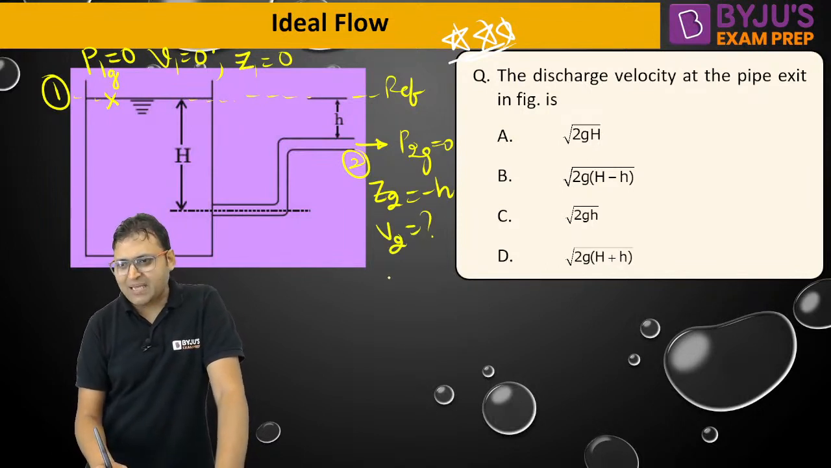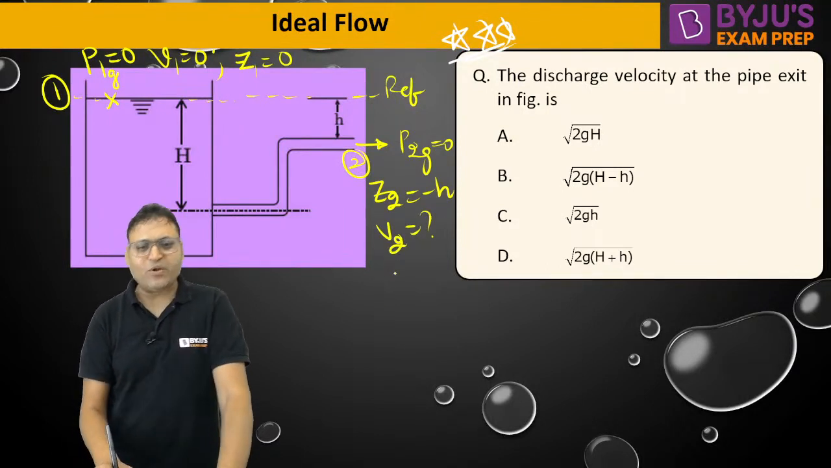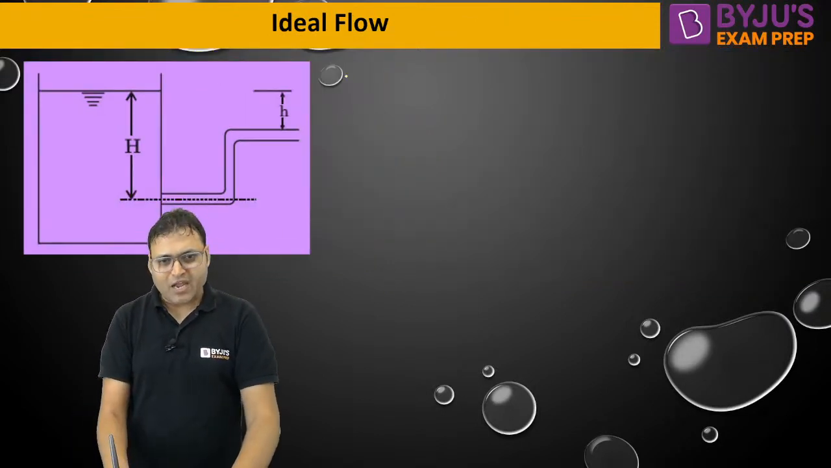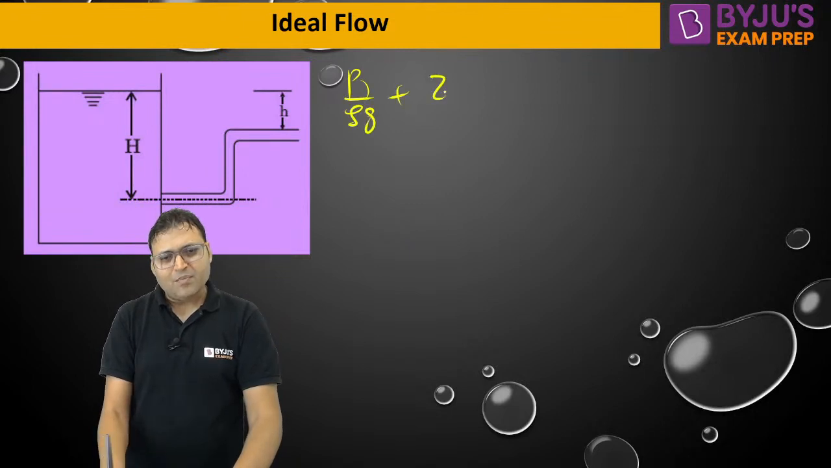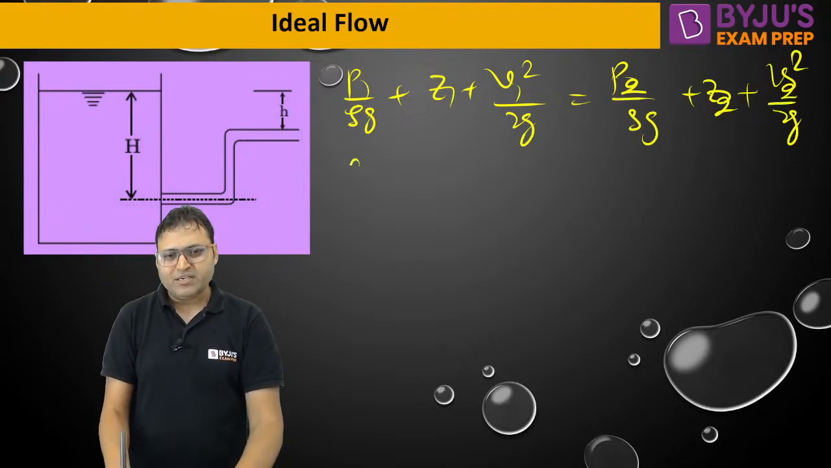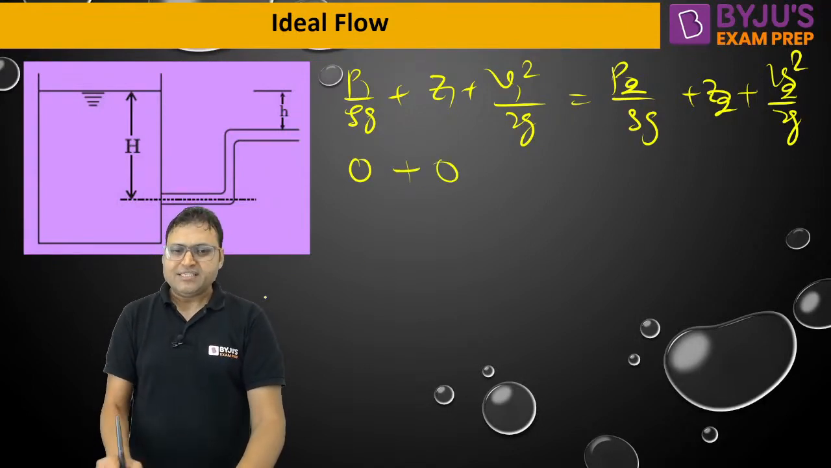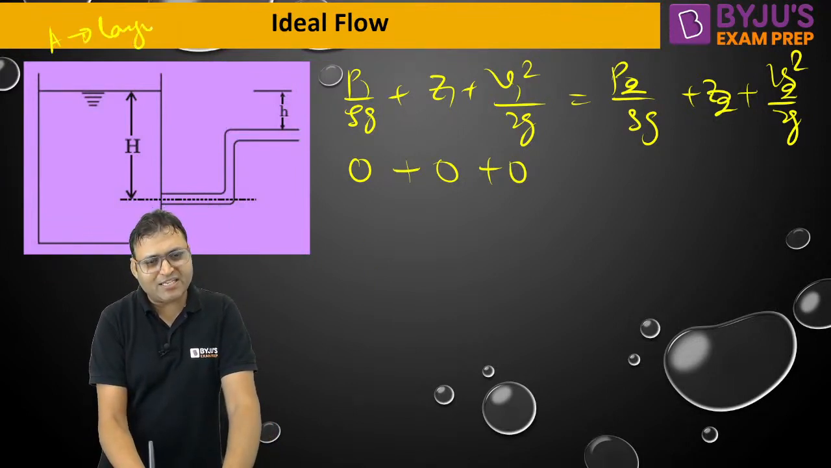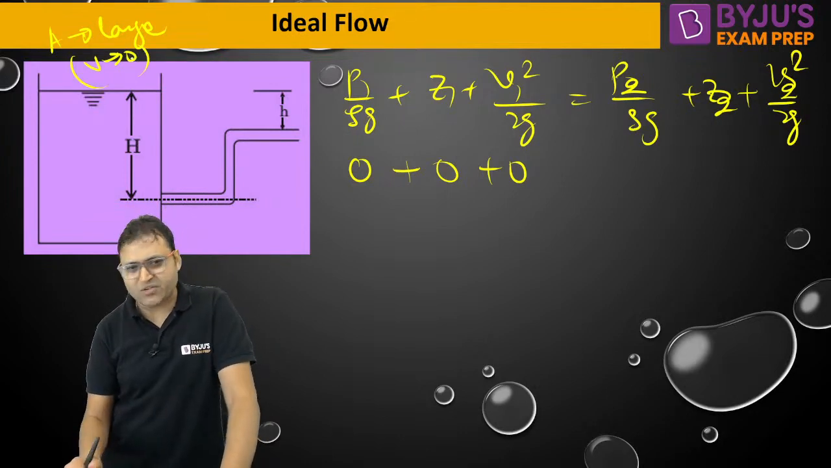So if we apply the Bernoulli equation between 1 and 2, can we say P1 by rho g plus Z1 plus V1 square by 2g is equal to P2 by rho g plus Z2 plus V2 square by 2g. This is 0 gauge pressure, Z1 is 0, V1 is 0 because the point is taken in the reservoir, because area of the reservoir is very large, so velocity will be taken as 0. When the area is taken as very large, velocity will be taken as 0.